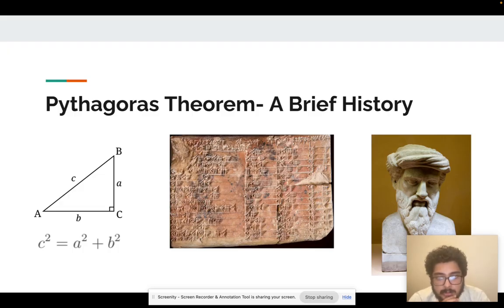Before we come to the history of the Pythagoras theorem, we also need to realize what Pythagorean triplets are. Any set of positive integers which satisfy this equation: if a is one integer, b is a second integer, and c is the third integer, and they satisfy this equation, then it is a Pythagorean triplet. The simplest Pythagorean triplet is 3, 4, and 5. So 3 squared is 9, plus 4 squared is 16, equals 5 squared, 25. So 3, 4, and 5 is a Pythagorean triplet.